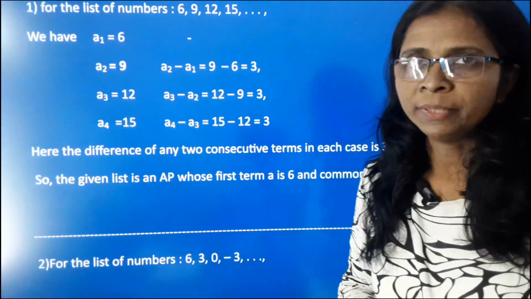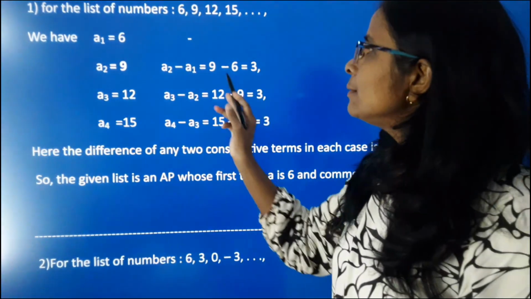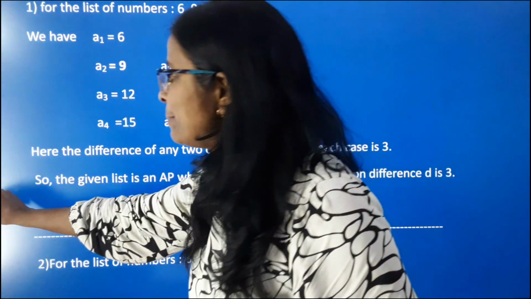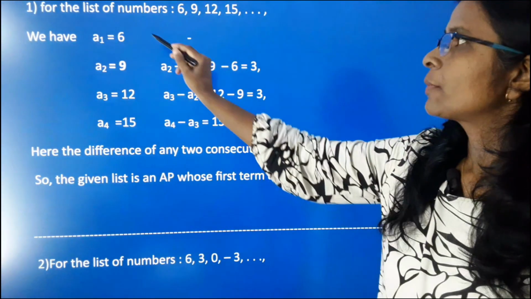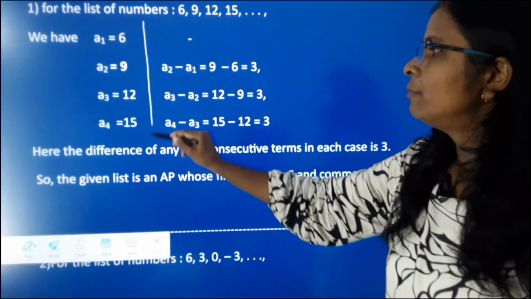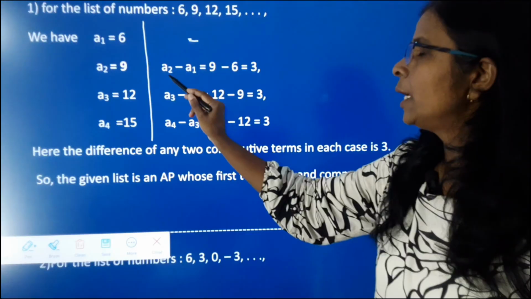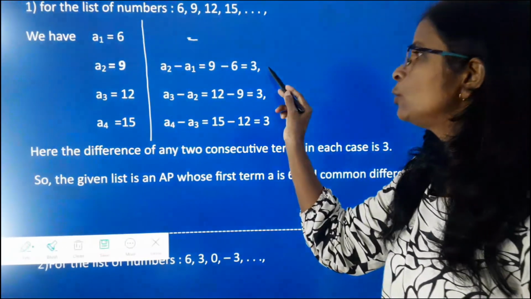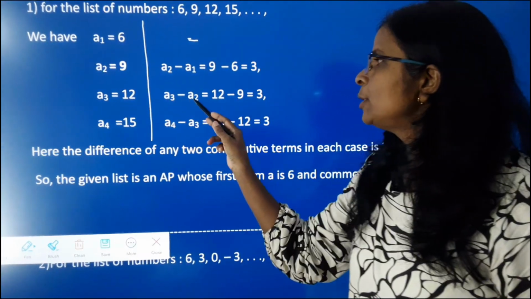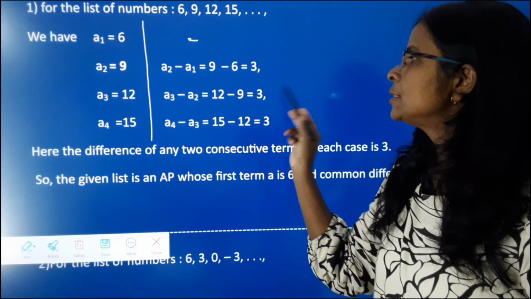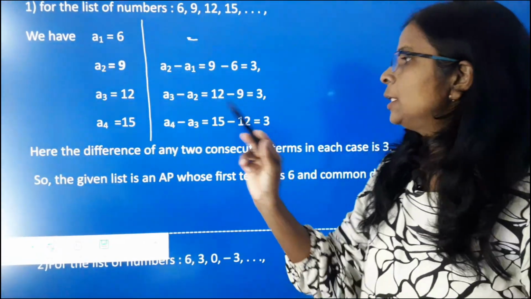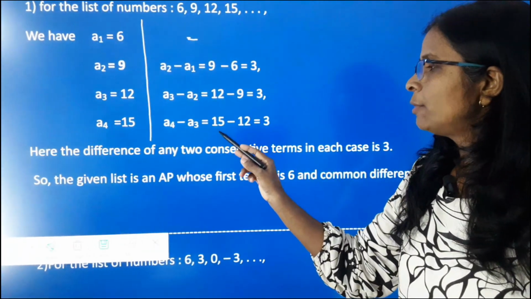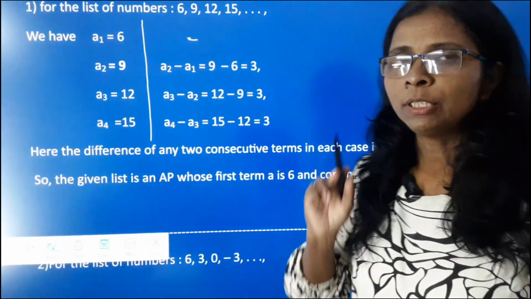equal to 15. Now leave the space for A1, this one. Then A2 minus A1 is equal to 9 minus 6, which is equal to 3. Then A3 minus A2 is equal to 12 minus 9, which is equal to 3. A4 minus A3 is equal to 15 minus 12, which is equal to 3.